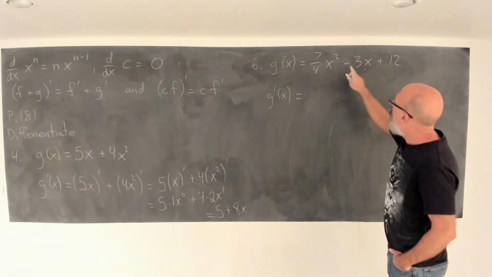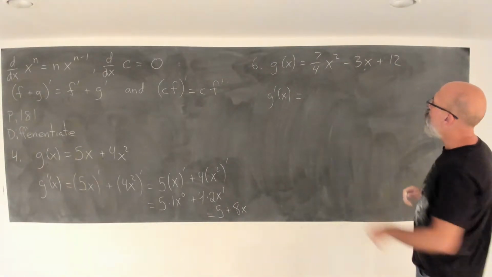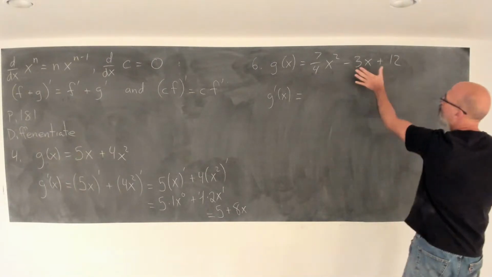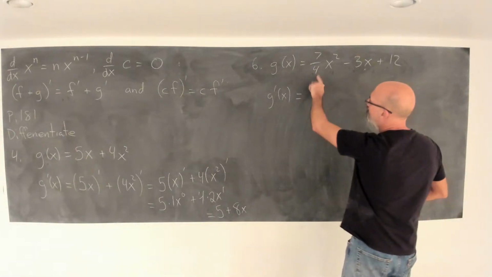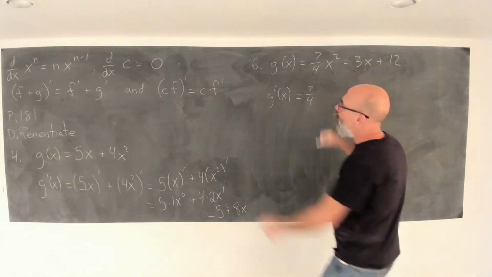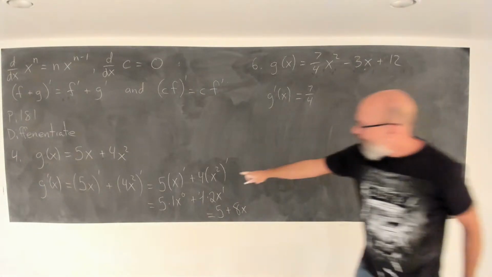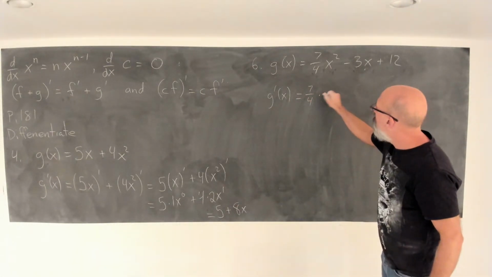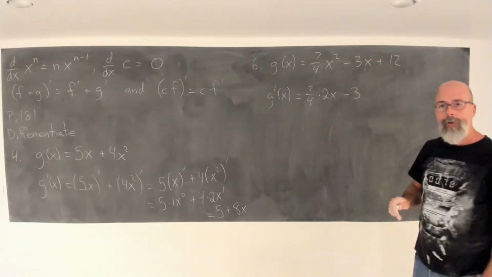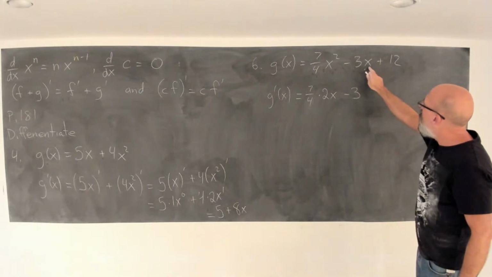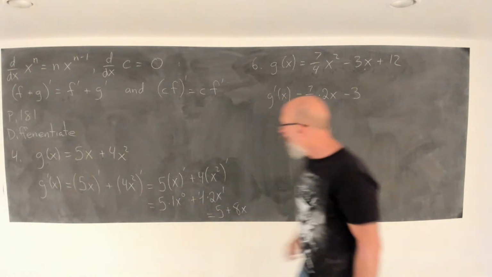The derivative of a sum is the sum of the derivatives, so I can do each separately. I can take the derivative of this, plus the derivative of this, plus the derivative of that. And here, 7 over 4 is a constant. So I can take it out and just do the derivative of x squared. We just saw the derivative of x squared is 2x. Here, this minus 3 is a constant. I'll leave it and take the derivative of x. What is the derivative of x? Derivative of x is 1.